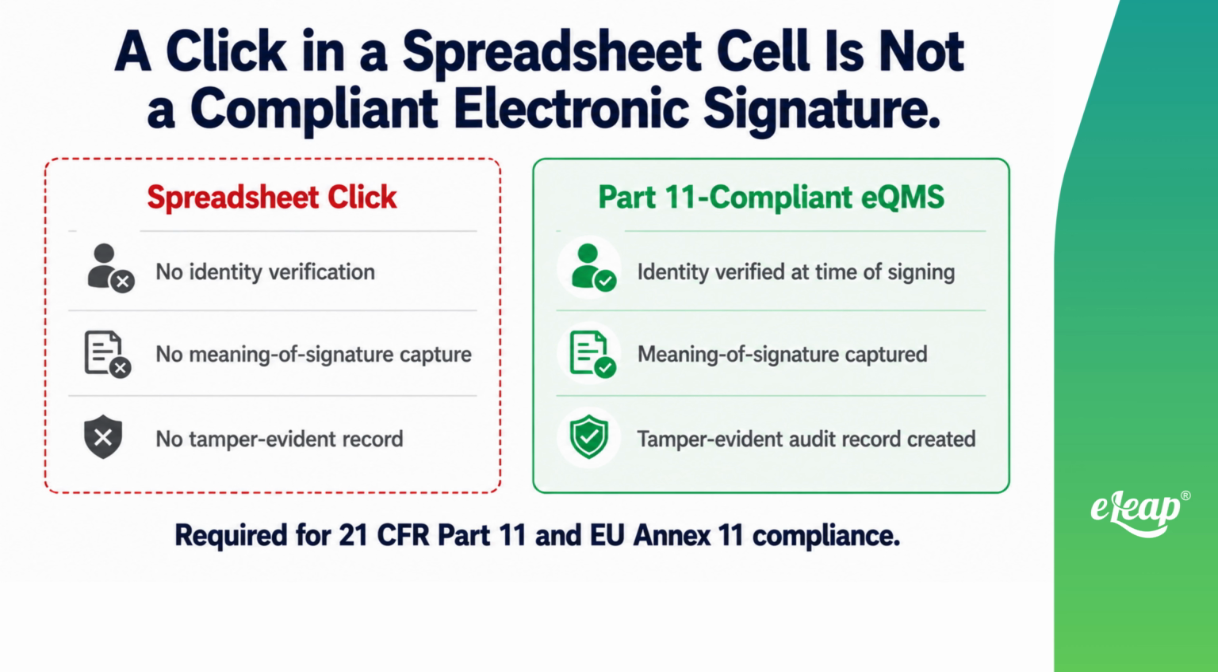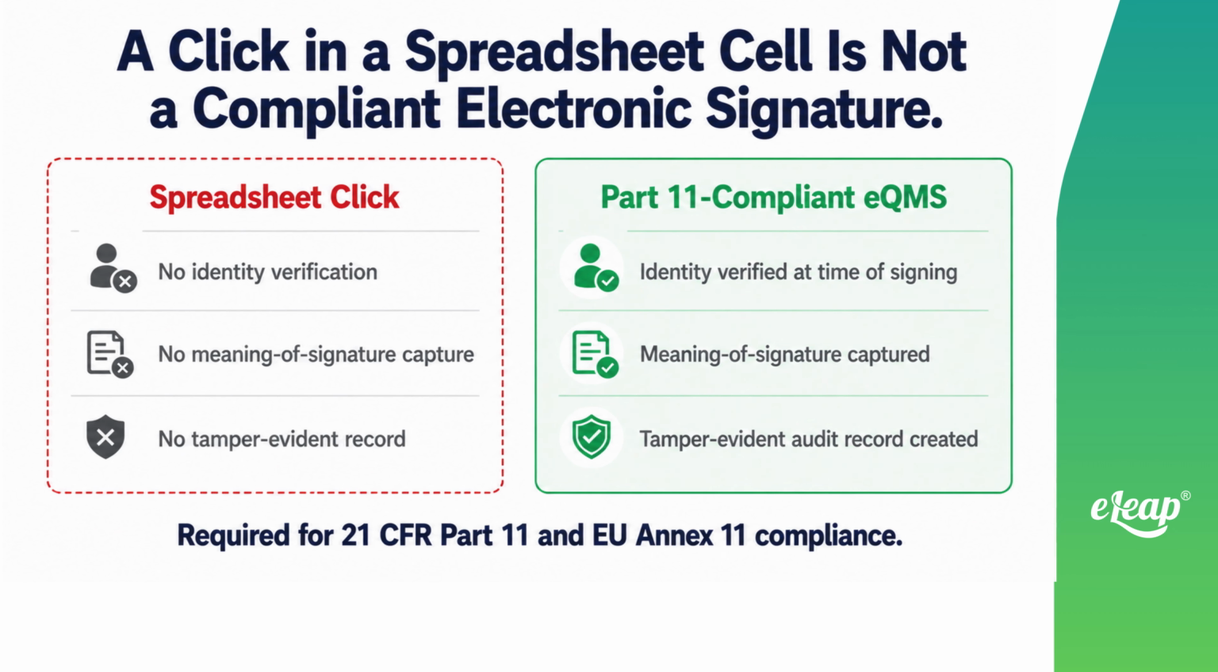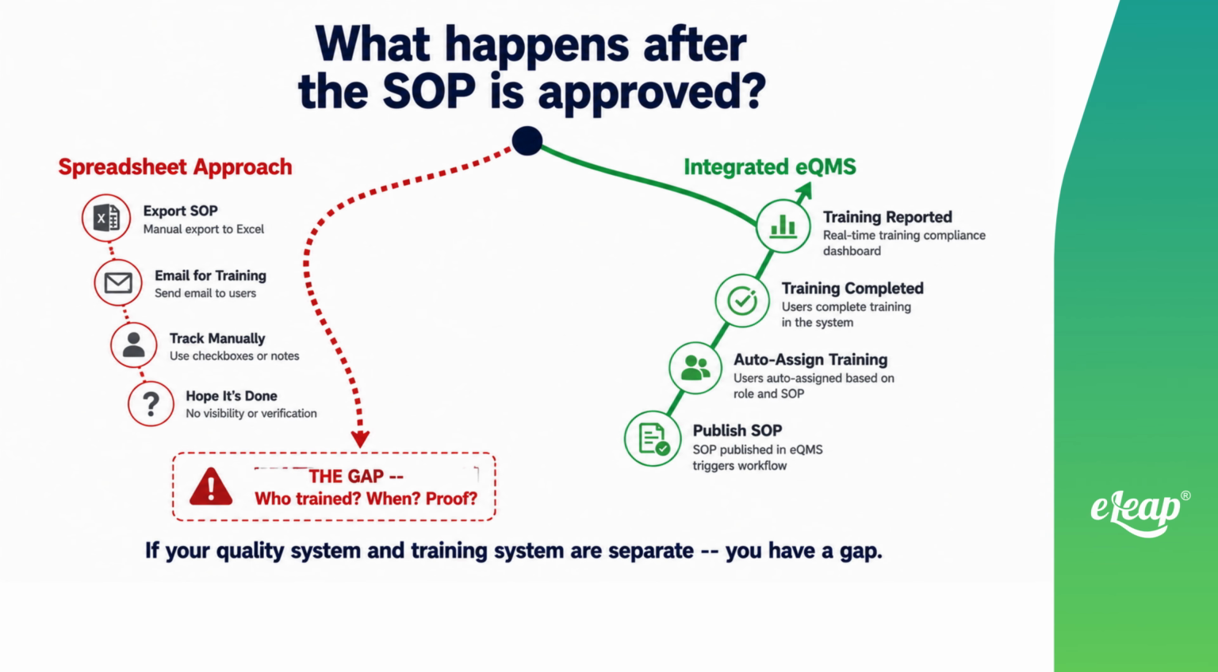Reason 4, no electronic signature compliance. For organizations subject to 21 CFR Part 11 or EU Annex 11, a click in a spreadsheet cell is not a compliant electronic signature. A purpose-built eQMS provides validated Part 11 compliant e-signatures with identity verification, meaning of signature capture, and a tamper-evident record.